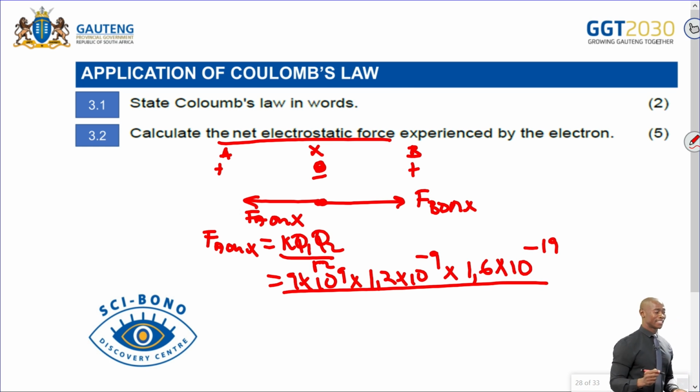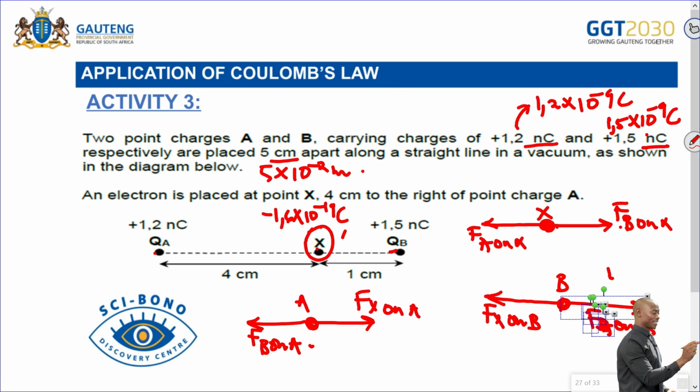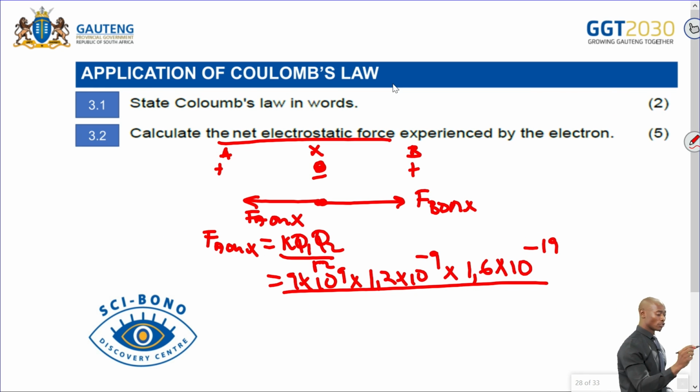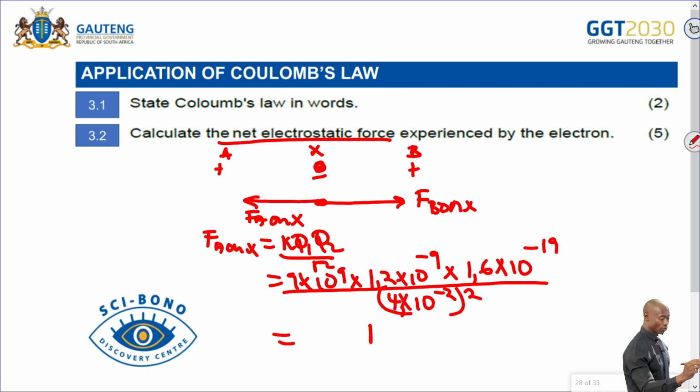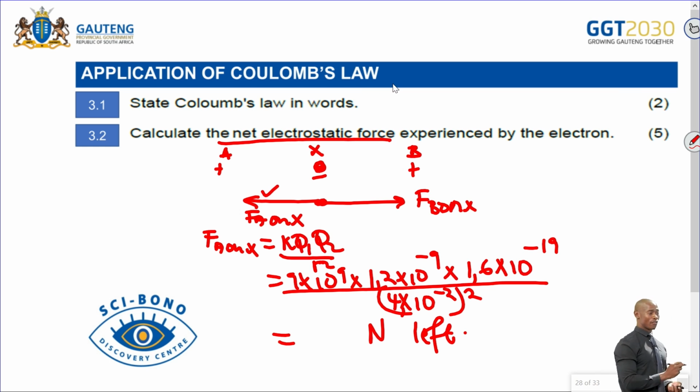Over, what is the distance between A and X? The distance between A and X is 4 centimeters, which is going to be 4 times 10 to the power negative 2, all squared. Then we'll get our answer in newtons. And what is the direction? It is to the left. All right? The direction is to the left. It's what we are focusing on.